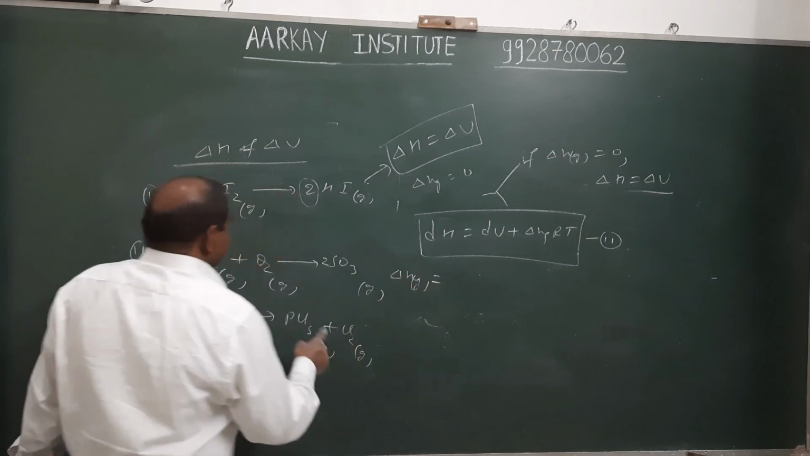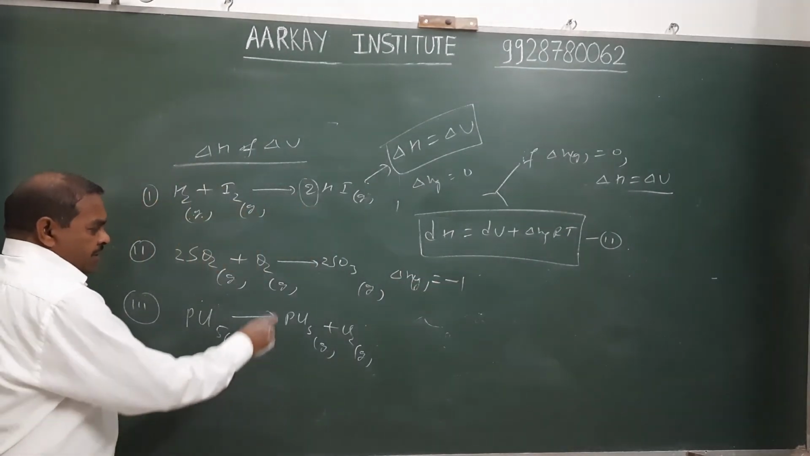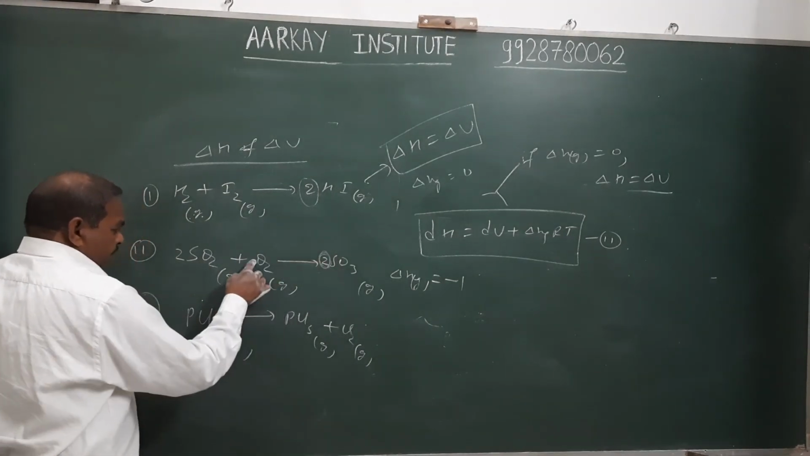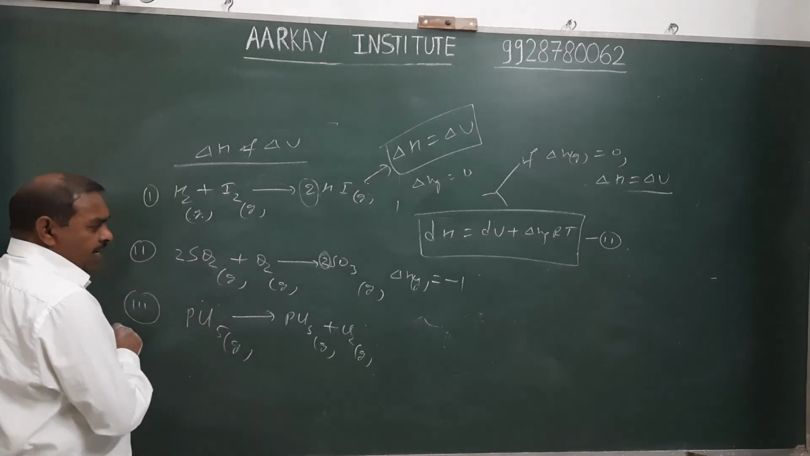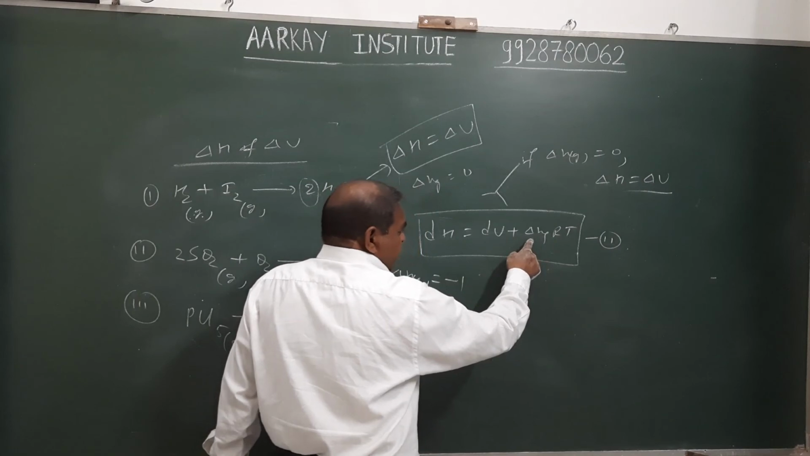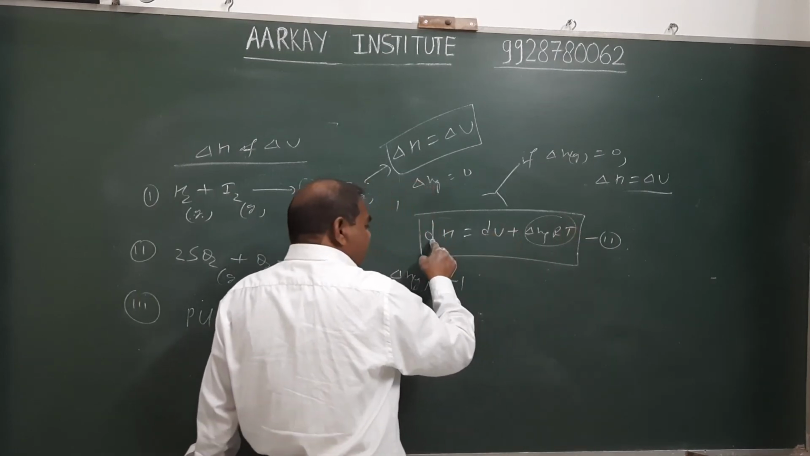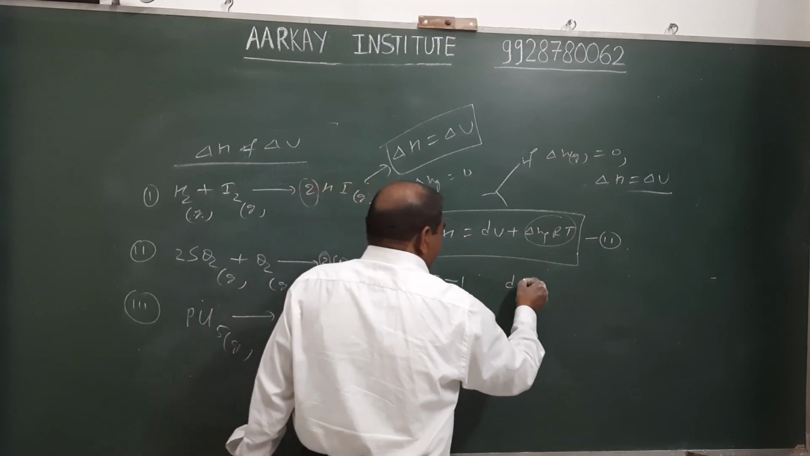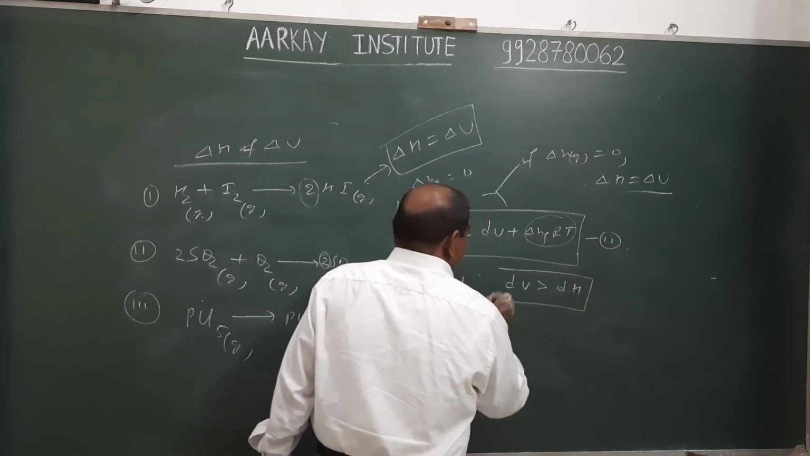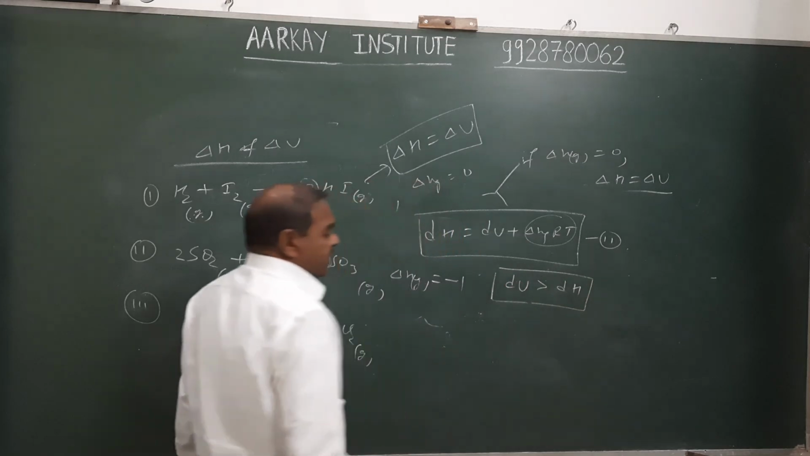In second case, delta Ng is -1. Why? Moles of product are 2 and moles of reactant are 3. Therefore, delta Ng is negative. When delta Ng is negative, it means some amount of energy is subtracted from delta U to make it equal to delta H. It means delta U is greater than delta H, when delta Ng of reaction is negative.